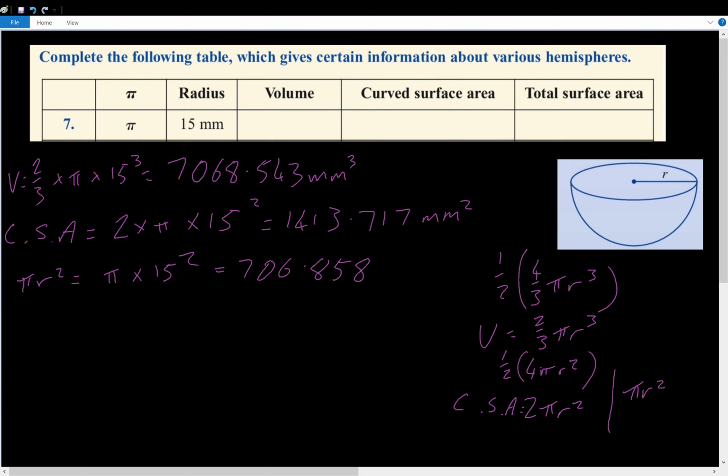So it's 1,413.717 plus 706.858. And when you add that up, you're going to get 2,120.575, like that. And that is going to be in millimeters squared. And that is that.